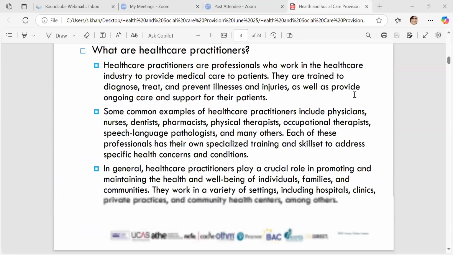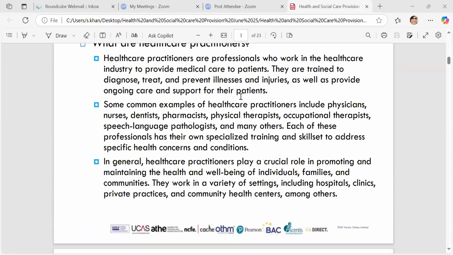So, key terminology: what are healthcare professionals? A healthcare practitioner is known as a healthcare professional or a healthcare provider. They are the ones that work in the healthcare industry, and they are trained to provide diagnostics, treatment, and prevent illness. And do they have to be licensed when we look at a healthcare practitioner?